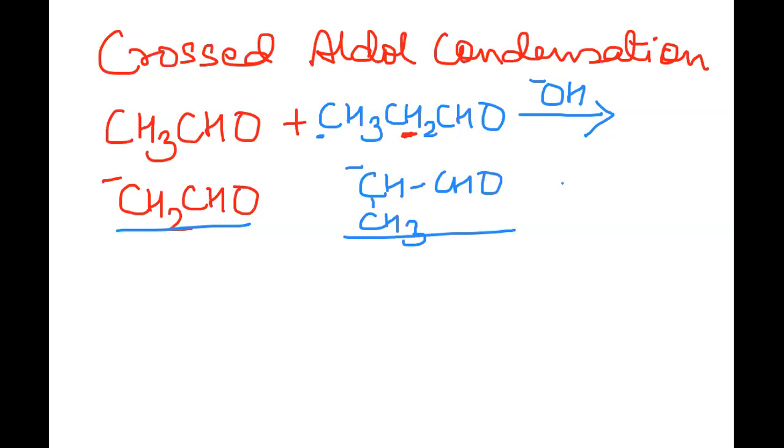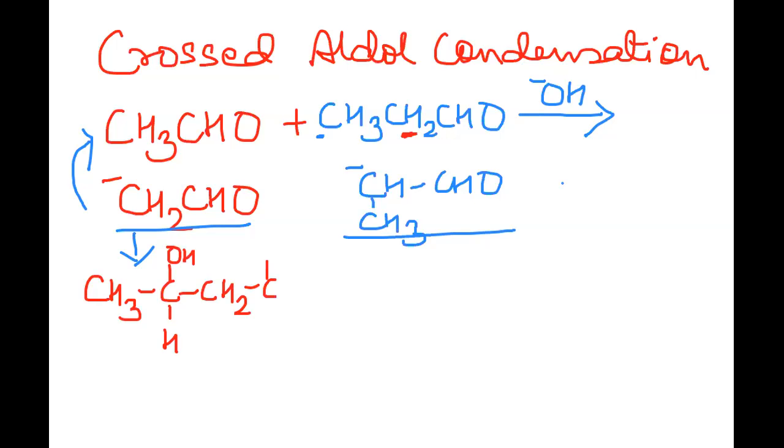Now, when CH2CHO attacks this group, when it attacks this CH3CHO, the product that you get after aldol condensation is going to be CH3, C, OH, and an H, and this group has been added up. So you get CH2, C double bond O, and an H. So the name of this compound, we just did that, it is 3-hydroxybutanaldehyde.